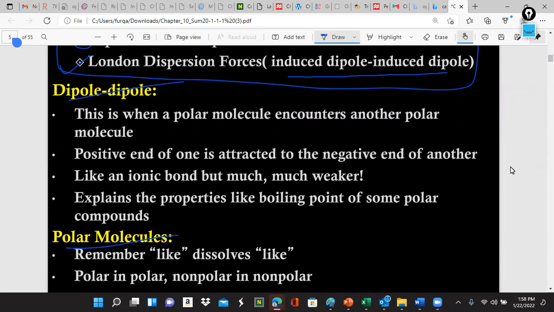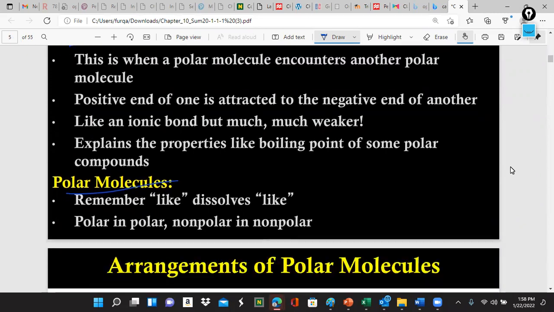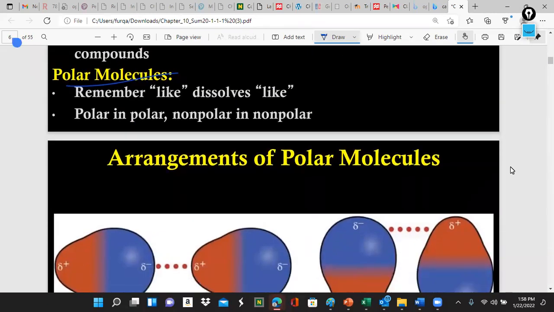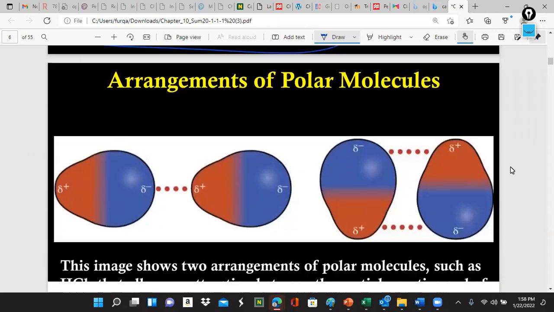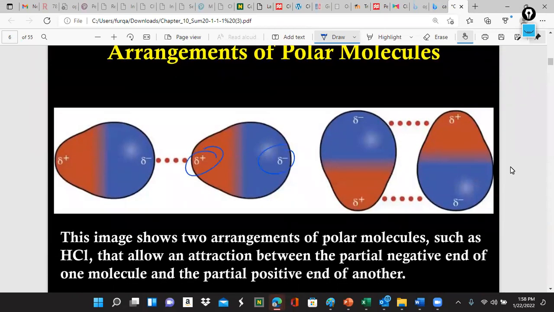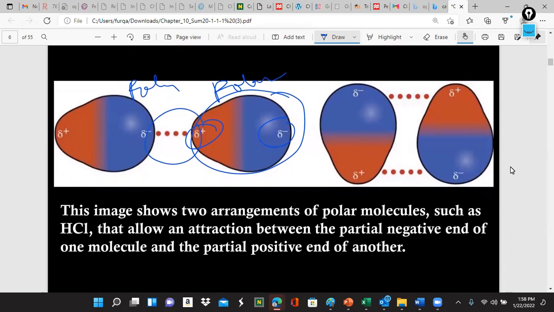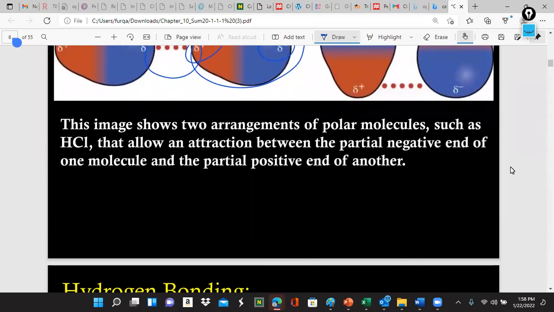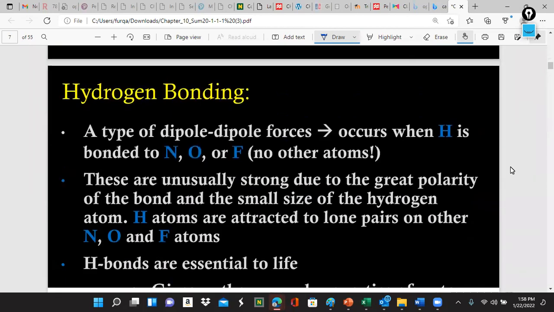So the dipole-dipole is going to be the intermolecular force when one polar molecule encounters another polar molecule. This is a brief explanation. Here, this charge separation on the same molecule shows that the molecule is polar. So when a polar molecule comes across another polar molecule, what you get is a dipole-dipole interaction. The specialized form of dipole-dipole interaction is actually the hydrogen bond that we are going to discuss shortly.